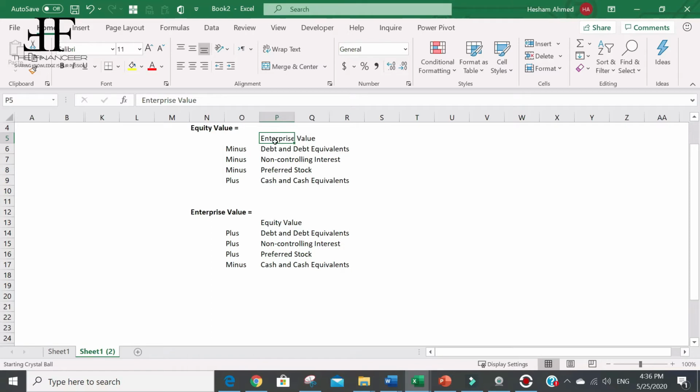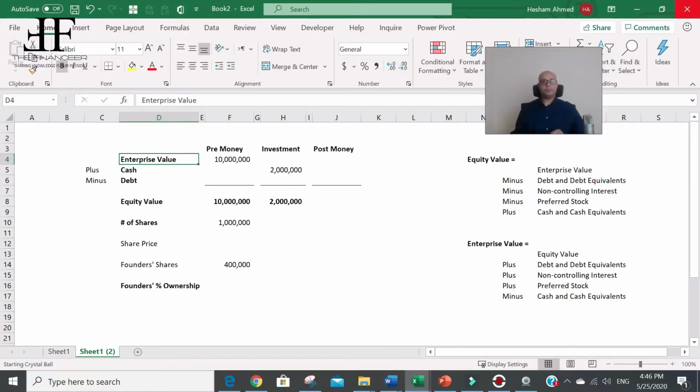All of this will be deducted from the enterprise value in order to reach the common shareholders' equity. Also, don't forget to add the cash and cash equivalents, because at the end of the day, after you pay the banks, the preferred shareholders, and the bondholders, whatever cash remains will be the right of the common shareholders.